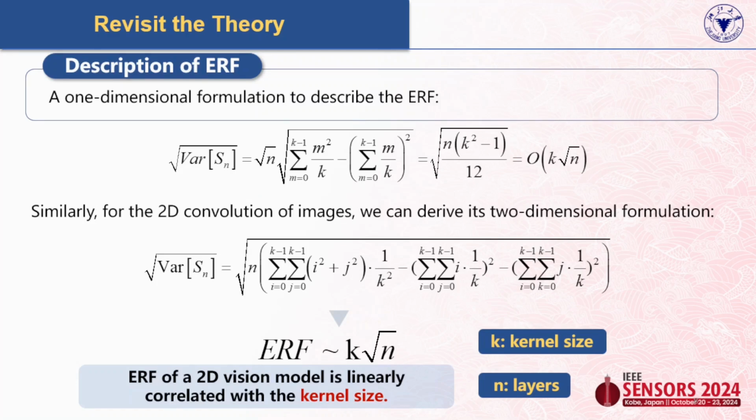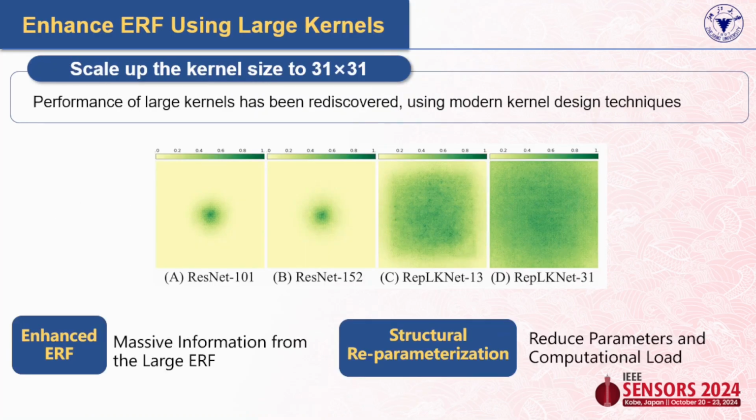After considering the resolution problem, we need to look back on the most challenging part, which is how to handle the ERF problem well. This is a one-dimensional formulation to describe the ERF. And similarly, for 2D convolutional images, we can derive its two-dimensional formulation. It is indicated that the ERF of a 2D vision model is linearly correlated with the kernel size. So this is the way we enhance the ERF in today's model design.